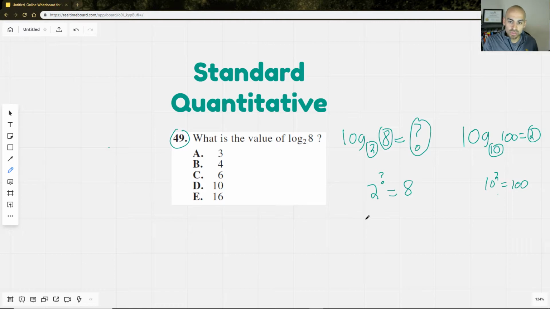Well, 2 times 2, that's 4. 4 times 2 gives you 8, which tells us that 2 to the third power equals 8, which means that the answer is A.